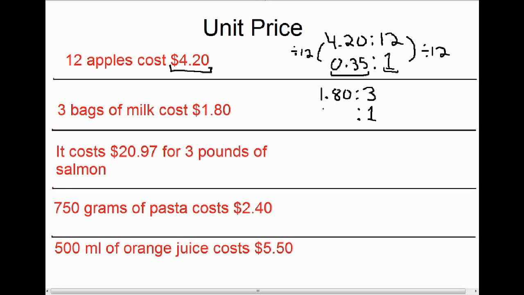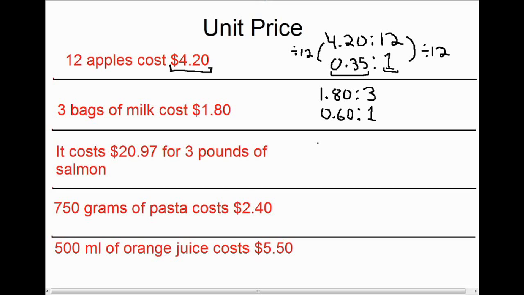When you divide 1.80 divided by 3 in your calculator, what you get is 0.6. Now, what you have to realize, though, is that we're dealing with money here, and with money, we always include what's in the tenths and the hundredths. So, really, if we get 0.6, that's 60 cents. So, one bag of milk costs 60 cents.